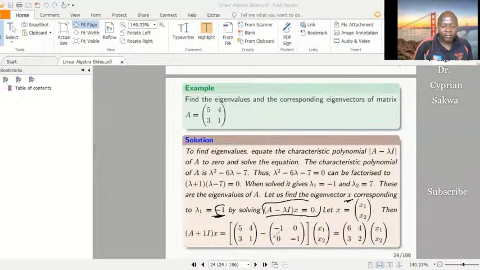So this is what I have: A minus lambda I. And this will give me 5 minus -1, which is 6; 4 minus 0, which is 4; 3 minus 0, which is 3; and 1 minus -1, which is 2. Then multiply this by the eigenvector here. Then what we need is to equate it to 0 and solve.